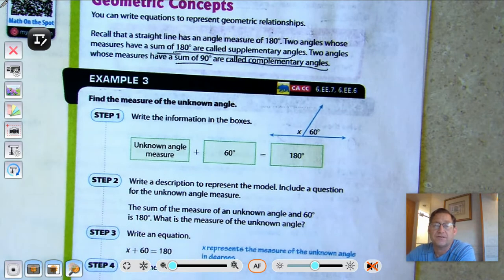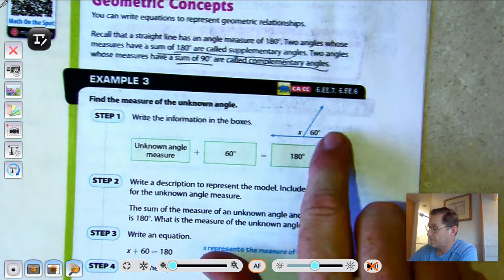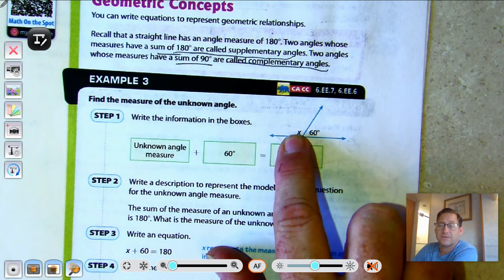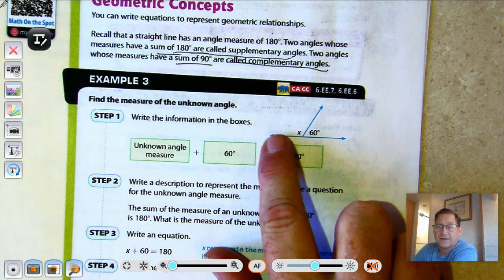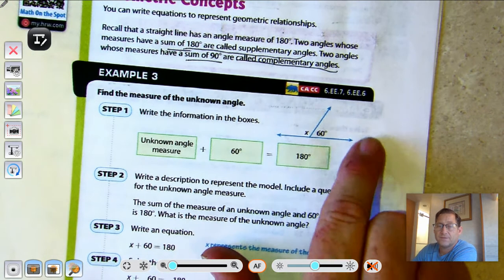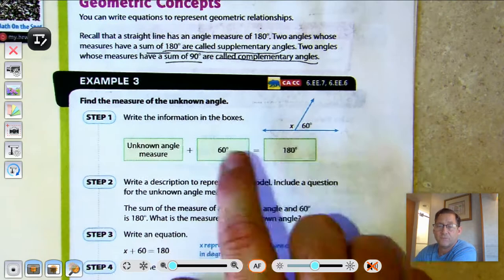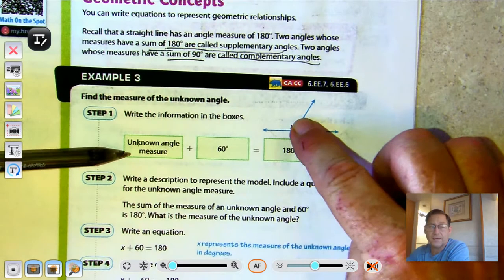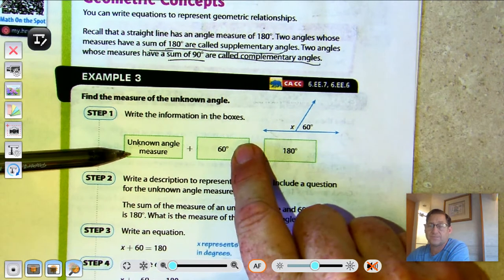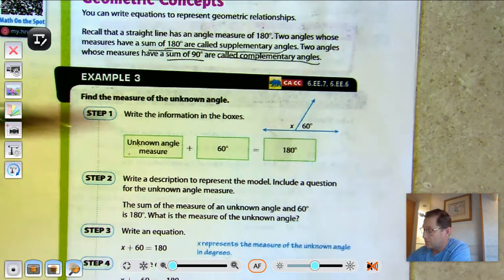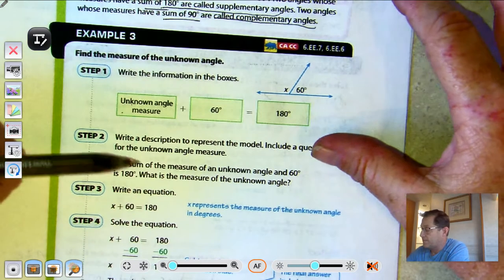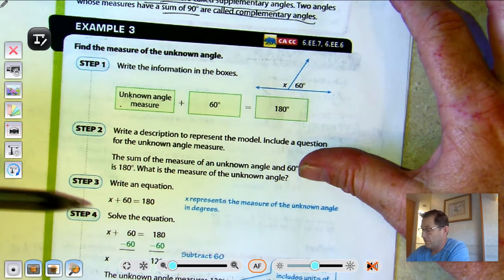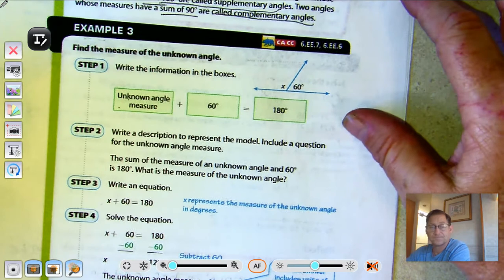So find the measure of the unknown angle. We know one of the angles is 60 and the other is unknown. But I noticed that if I combine this angle with this angle, it forms a straight angle. So if I take the unknown angle measure and add 60 degrees to it, it's got to be 180. So the sum of the measure of an unknown angle and 60 is 180. What's the measure of the unknown angle? So x plus 60 is 180.